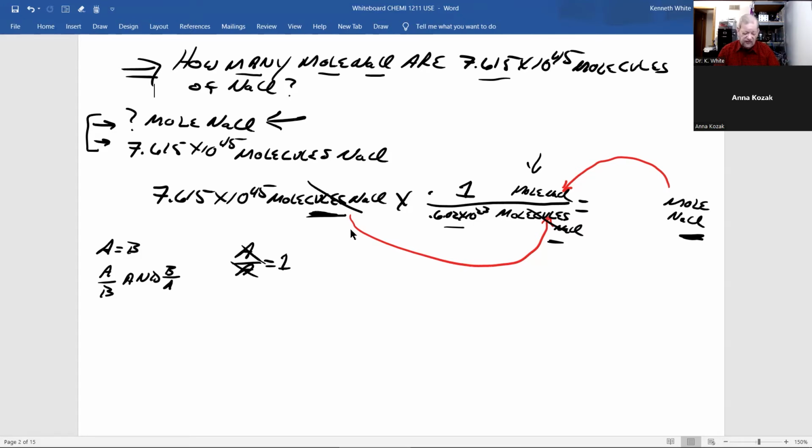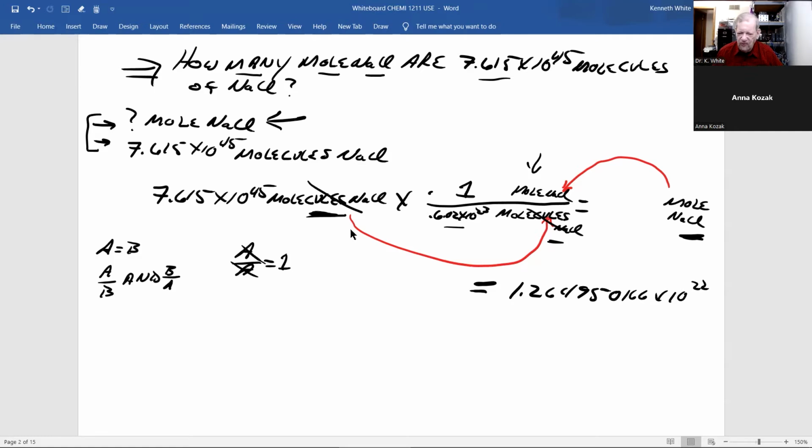And don't forget, it's second key, double E on my calculator, 45 divided by 6.02, second key, double E, 23. And the number my calculator gives me is 1.264950166 times 10 to the 22nd.